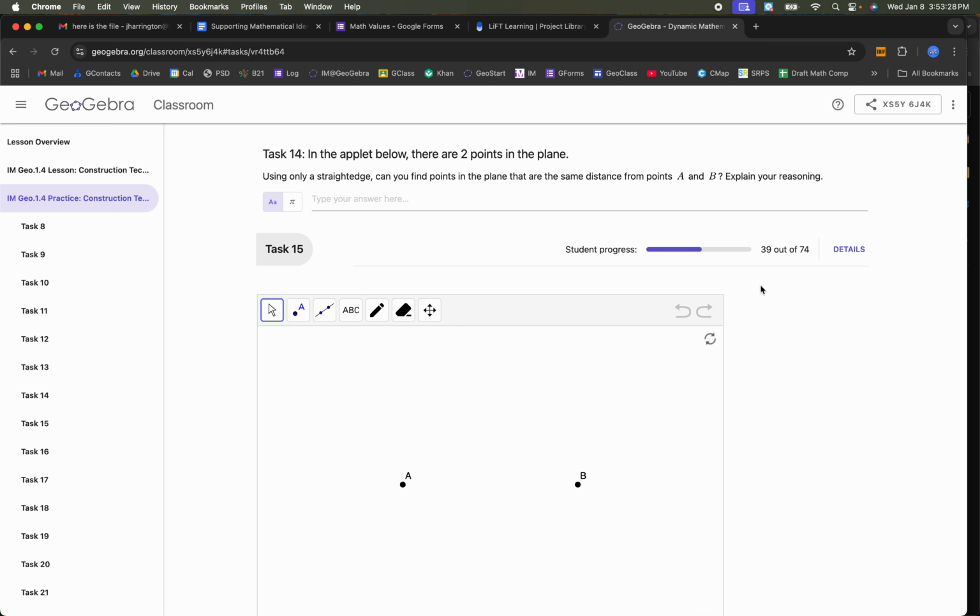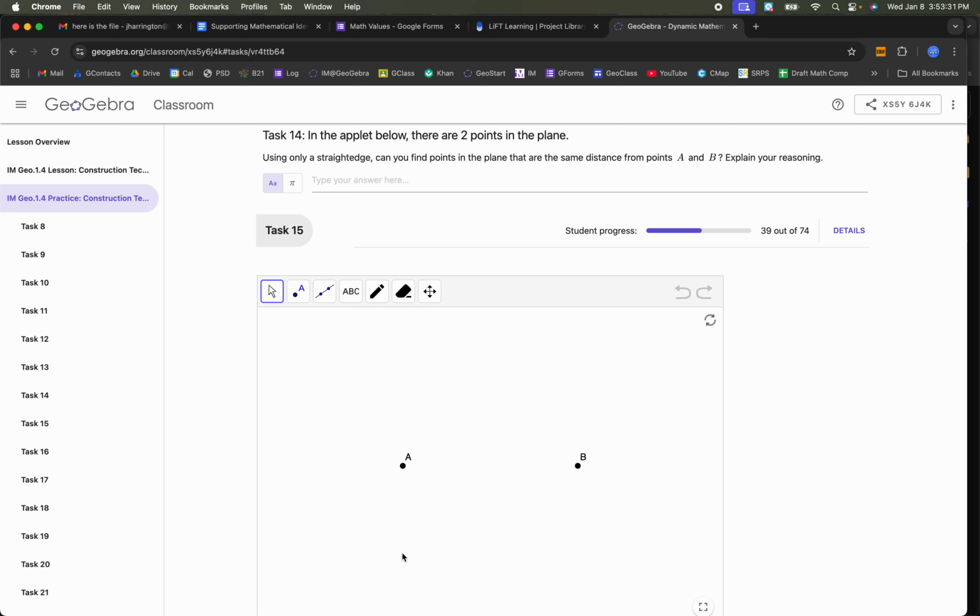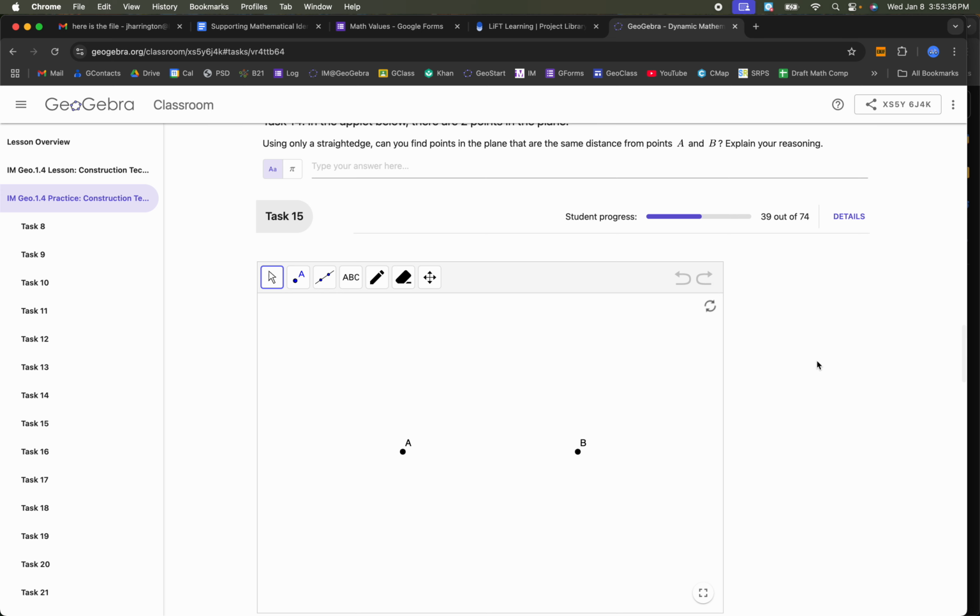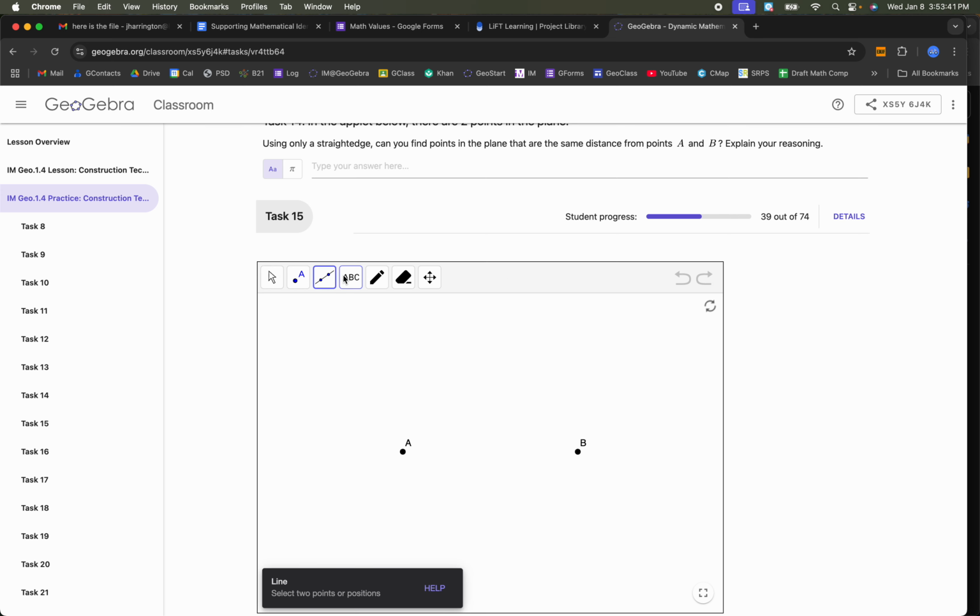Task 14. In the applet below, there are 2 points on the plane. That's this applet right down here, this little workspace. Using only a straight edge, that means, right, a line or a segment or a ray, and only the tools that you have here. Can you find points in this plane, right, this flat area here, right, it's not 3D, it's just 2D, that are the same distance from points A and B, right? Can you find places that are exactly the same distance away from both points, just using these tools?